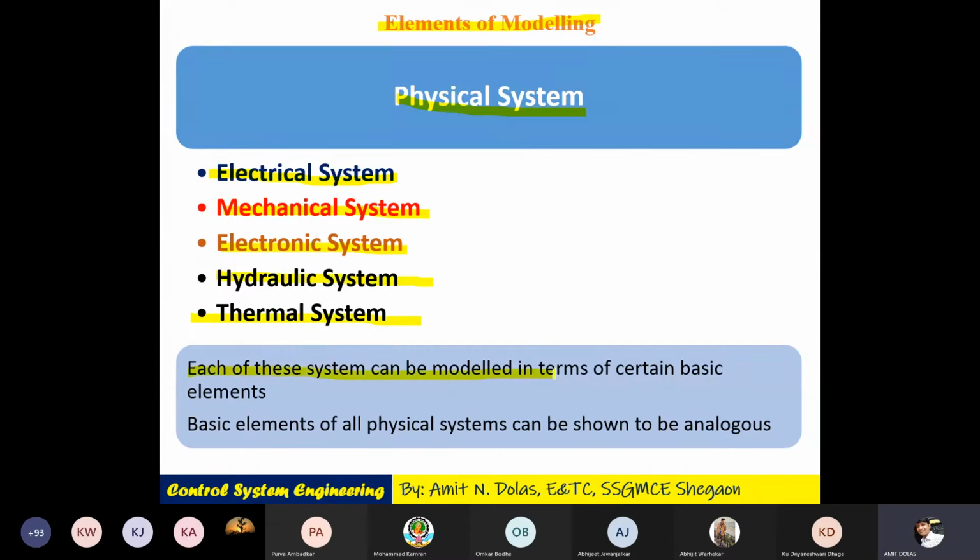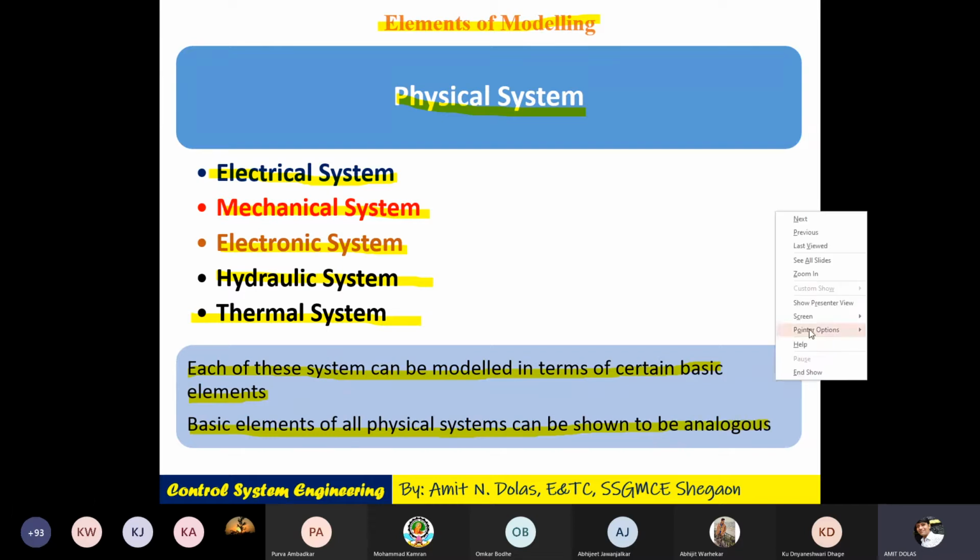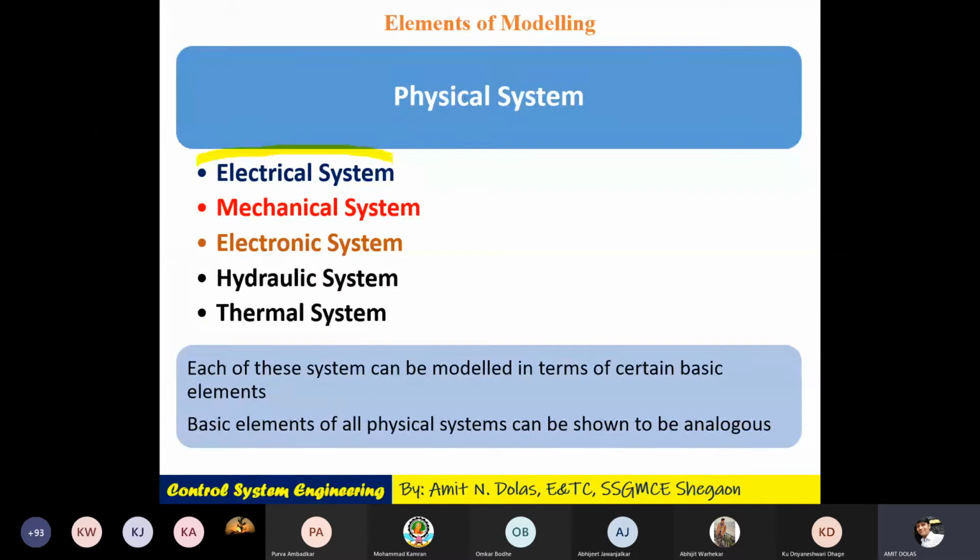Each of these systems can be modeled in terms of certain basic elements. Basic elements of all physical systems can be shown to be analogous. Now you might be thinking, sir has shown so much, we will only be thinking of electrical, mechanical and electromechanical. Okay, so just read the last line, that is, basic elements of all physical systems can be shown to be analogous. Can anybody tell me the meaning of this analogous or analogy? Any of you? I will be happy if somebody tells me the dictionary meaning or anything about what analogy or analogous means.